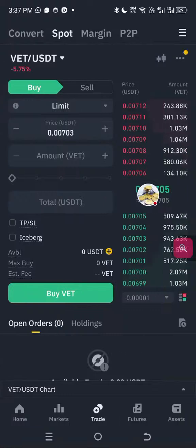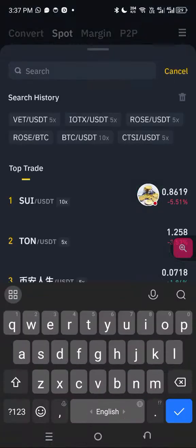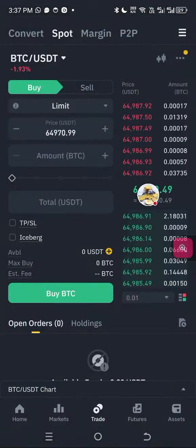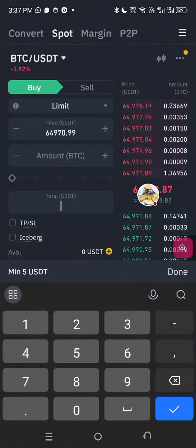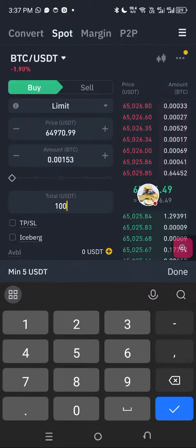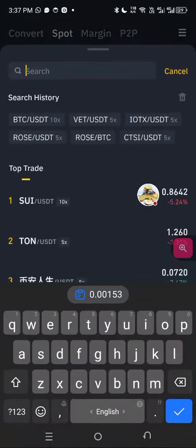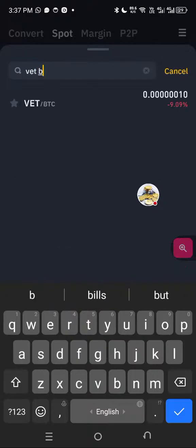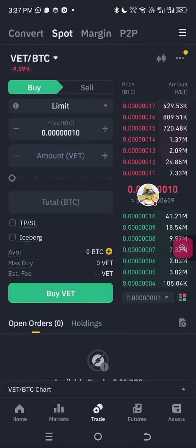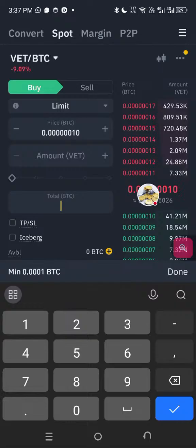So let me quickly go and get BTC USDT. I'm just going to buy $100 worth of BTC to use to buy this. So we'll copy that and quickly go to VET BTC because that's what he wants us to do. Okay, so now we're buying. We're going to put in the BTC here. Let's see what we get to buy.